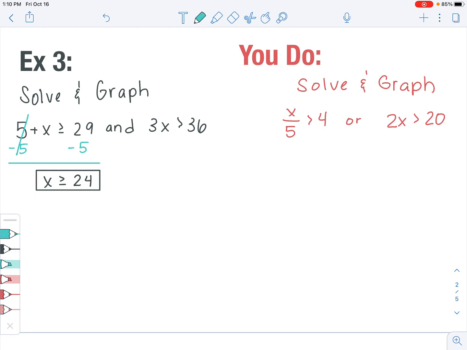My second one has 3x is greater than 36, so I've got to get rid of the 3. I'm going to divide, and I get x is greater than 12.